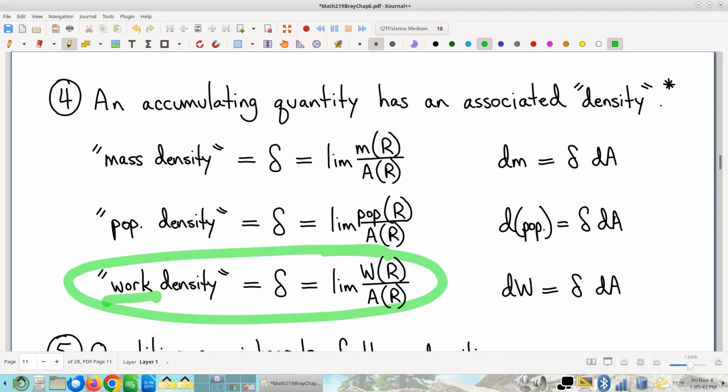or how much time to weed my vegetable garden or whatever it is, how much of that is in a given little region, and thus I can talk about work per unit region or time per unit area of region, and that would be something that I can multiply by area to get stuff, in this case work. So if you can treat it like mass, well, this is one of the things that we do with mass. So we can do this with any accumulating quantity.